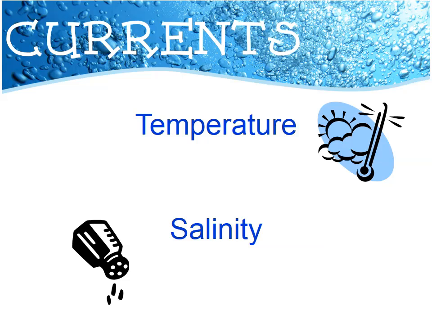The other factor here, salinity, is something we've talked about in our last unit. Salinity, remember, is just how much salt is in the water. So the more salt that's in the water, or higher salinity, causes that water to be denser as well. So higher salinity water will sink because it's more dense than less dense water.